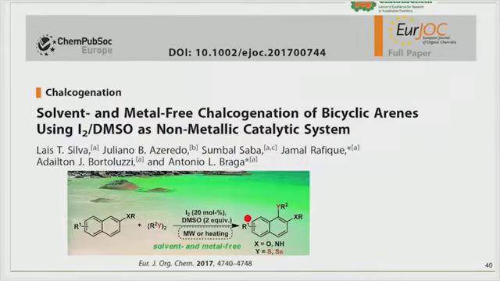With this approach, we also applied the same transformation to bicyclic arenes, and the reaction worked perfectly with regioselectivity at the C1 position. So the chalcogenation happened at the carbon 1 position to give these kinds of products.